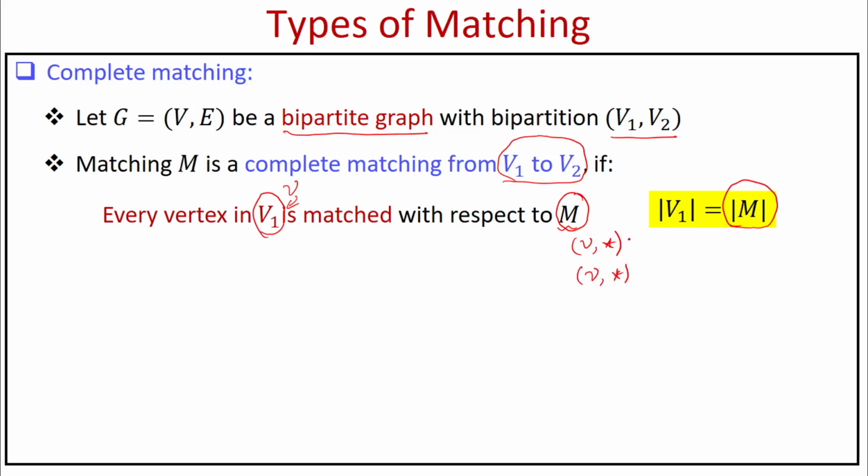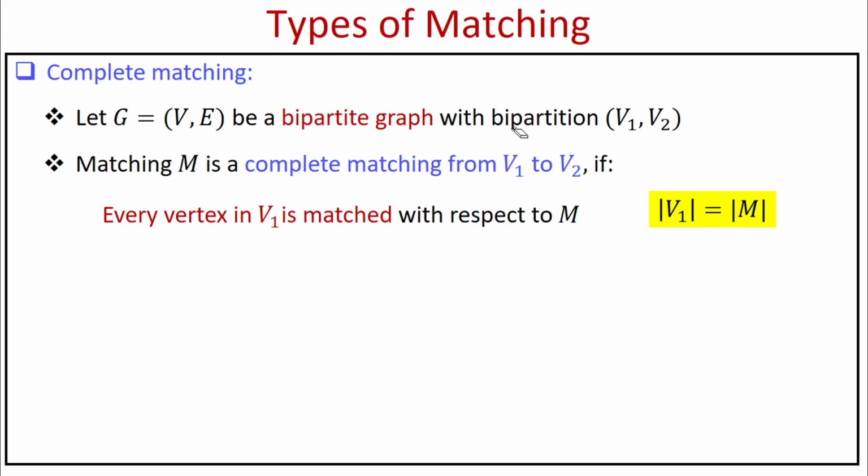If I already have an edge with V as its endpoint in my matching M, I can't include any other edge in my matching M different from this edge which has V as its endpoint. That automatically means that the number of edges in my matching M that I have picked should be exactly the same as the number of vertices in my subset V1. If that is the property of my matching, then I will say that my matching M is a complete matching from V1 to V2.